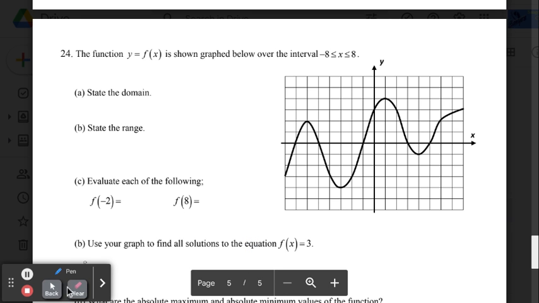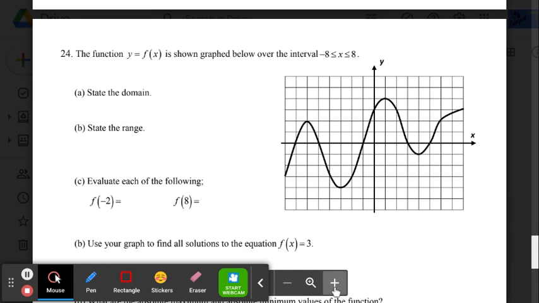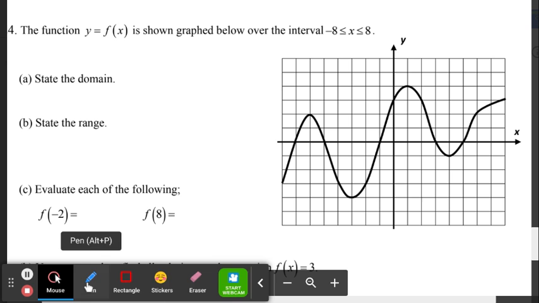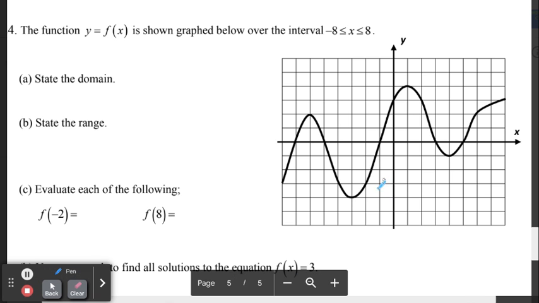So, make this a little smaller. There we go. So we have this function, y equals f of x, and it says graphed on this interval, -8 to 8. That means here you have -1, -2, -3, -4, -5, -6, -7, -8, and then this goes up to 8 here. So it's just telling you what the domain is, the left to the right.